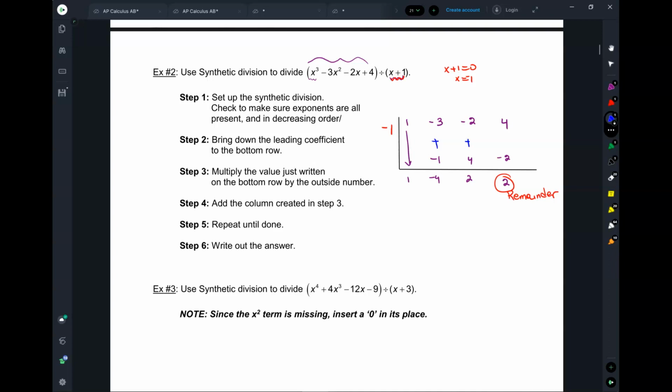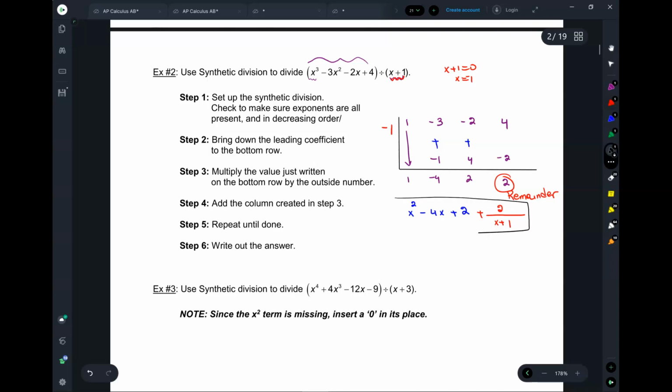So it's going to be x squared minus 4x plus 2 plus the remainder over x plus 1 from above. Okay? So that's the answer? That's the answer.